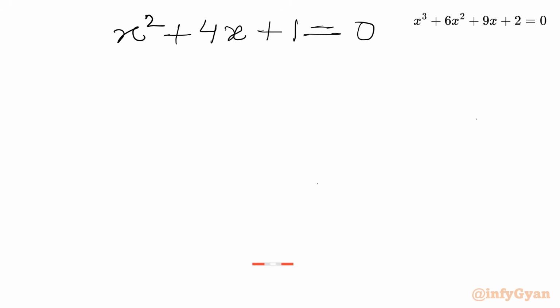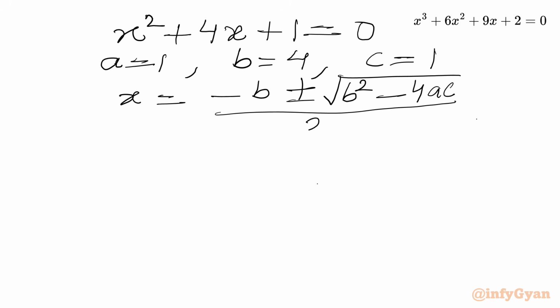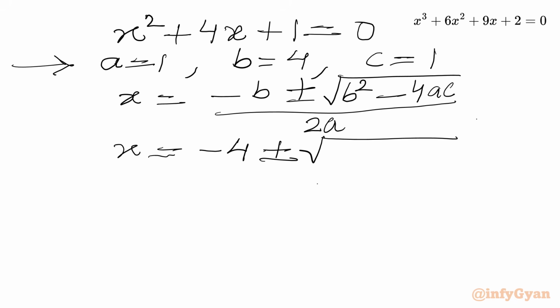Now we can use quadratic formula. Coefficient of x square is a, 1. Coefficient of x is b, 4. Constant is c, 1. X will be equal to minus b plus minus square root b square minus 4ac over 2 times a. Let's plug in all the values. X will be equal to minus 4 plus minus square root of 4 square is 16, minus 4 times 1 times 1, minus 4, over 2 times 1.